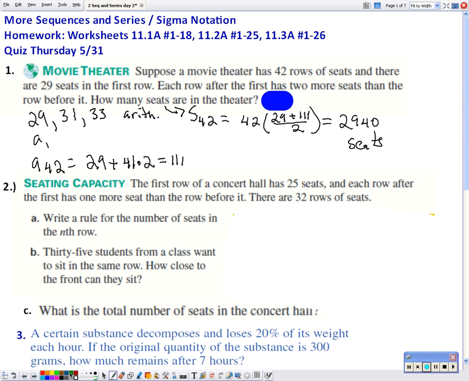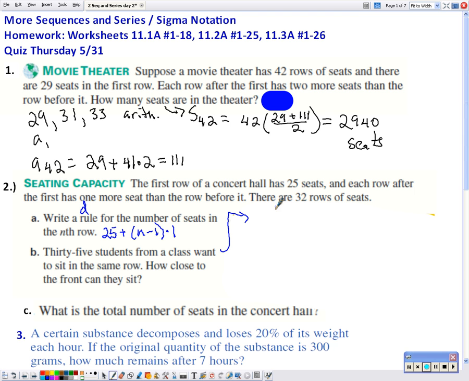This is a similar problem. It's another arithmetic sequence. Now we have 25, and then each row has one more, so that's our common difference. So our rule for the number of seats in the nth row would just be 25 plus n minus 1 times 1. 35 students want to sit in the same row. How close to the front can they sit?